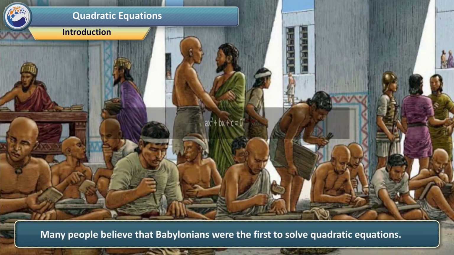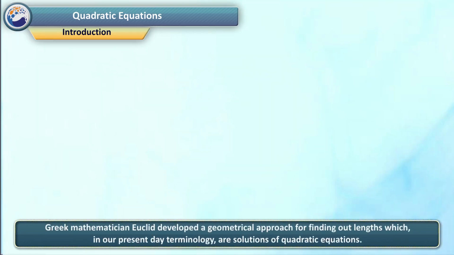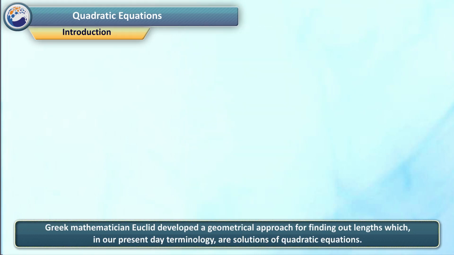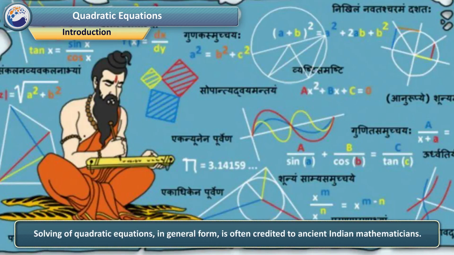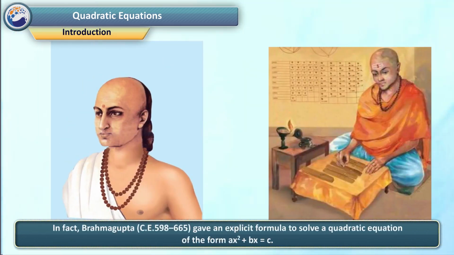Many people believe that Babylonians were the first to solve quadratic equations. Greek mathematician Euclid developed a geometrical approach for finding out lengths, which in our present-day terminology are solutions of quadratic equations. Solving of quadratic equations in general form is often credited to ancient Indian mathematicians. In fact, Brahmagupta, CE 598 to 665, gave an explicit formula to solve a quadratic equation of the form ax squared plus bx is equal to c.